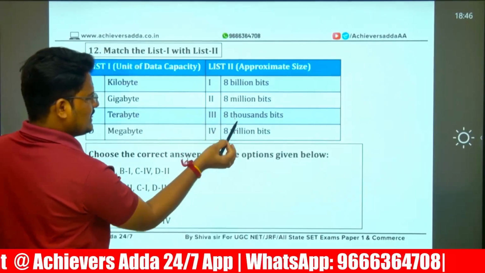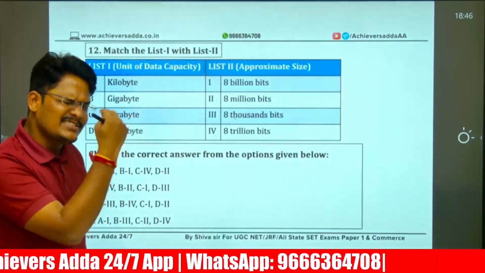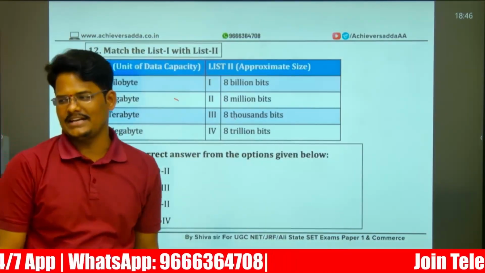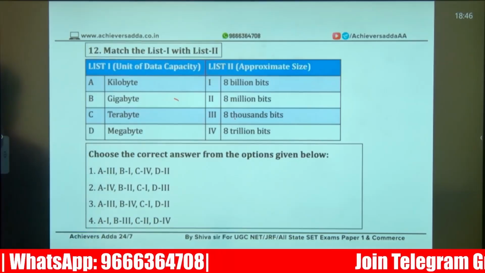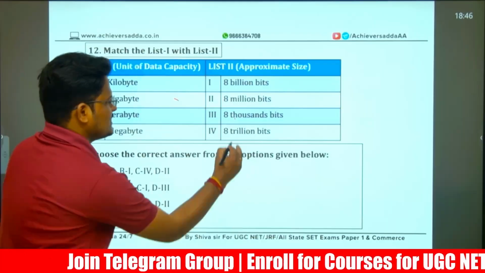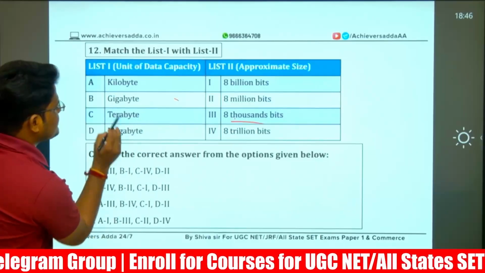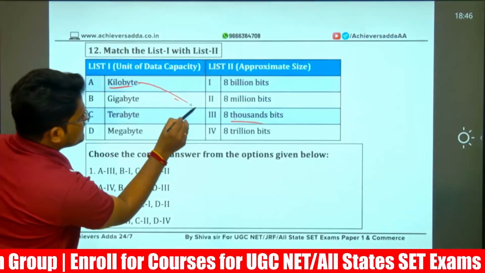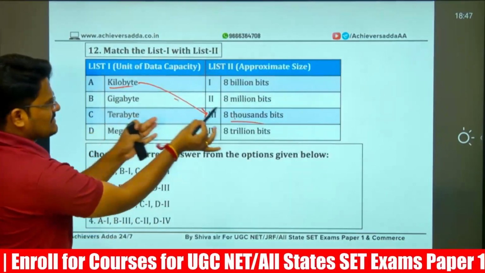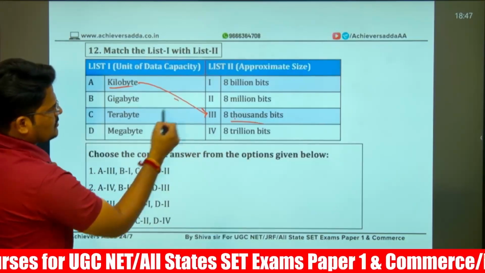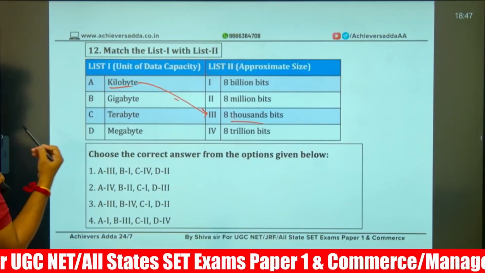1000, million, billion, trillion is given. Which is the lowest, which is the highest? 1000 is the lowest. Out of KB, GB, TB, MB, which is the lowest? KB is the lowest. So the lowest is to be matched to the lowest. KB is nothing but 1000. After KB, MB will come. So after the 1000, what will come?